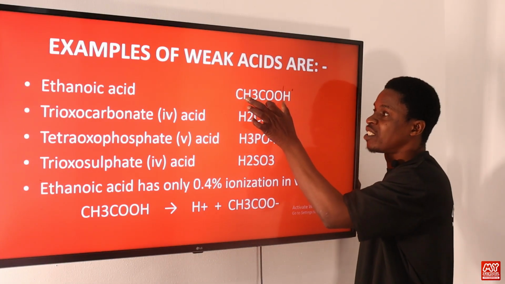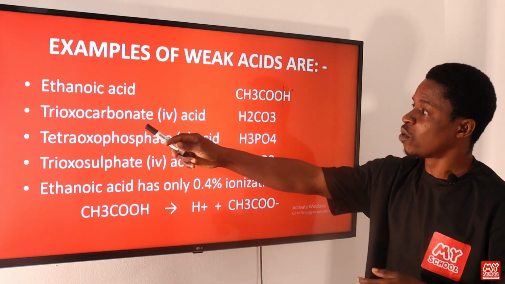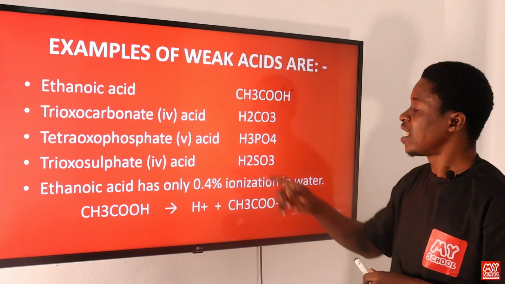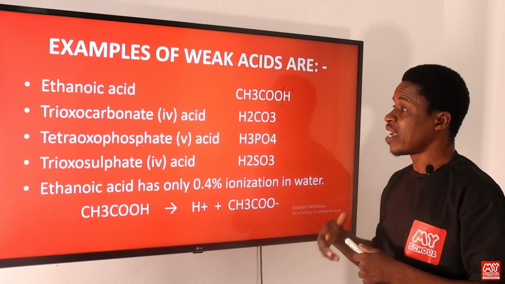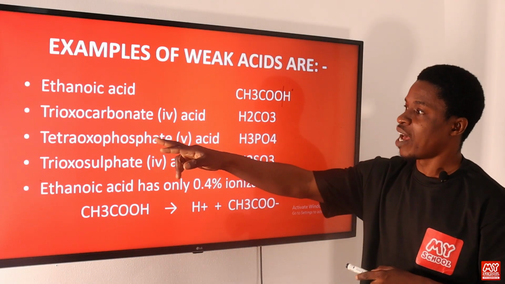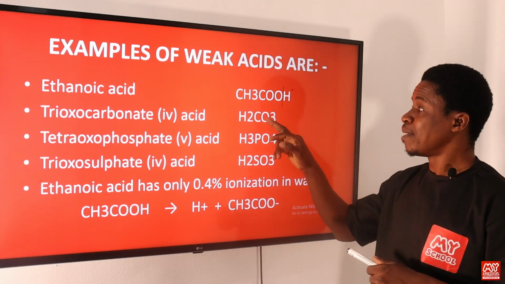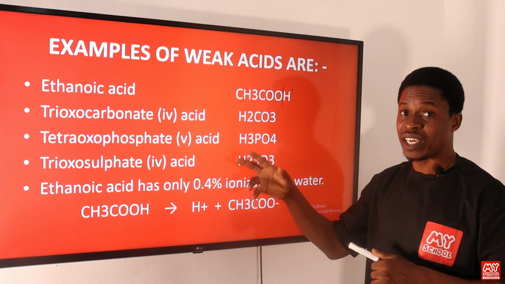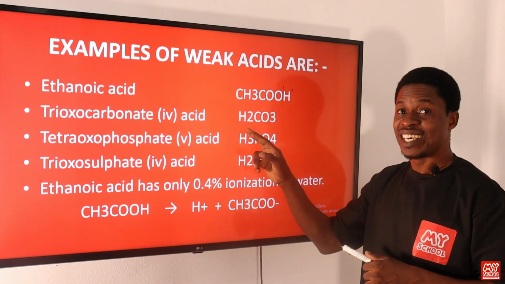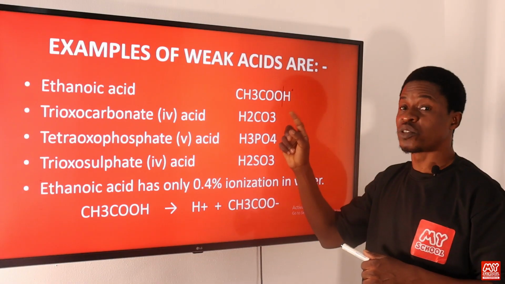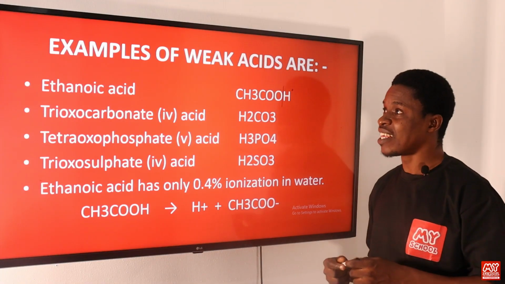Since it is not all the hydrogen that is dissociated, we say that is partial ionization or partial dissociation. The same thing will happen with trioxocarbonate(IV) acid, that's H2CO3. Of course, this is a weak acid. Everything will not get dissociated when in aqueous solution. We have tetraoxophosphate(V) acid, that's H3PO4. Although the basicity is high, they are still weak acids. The basicity of H2CO3 is 2, the basicity of H3PO4 is 3, it's tribasic, dibasic here, but when they dissociate, they don't dissociate completely in aqueous solution. In that regard, we say they are weak acids.